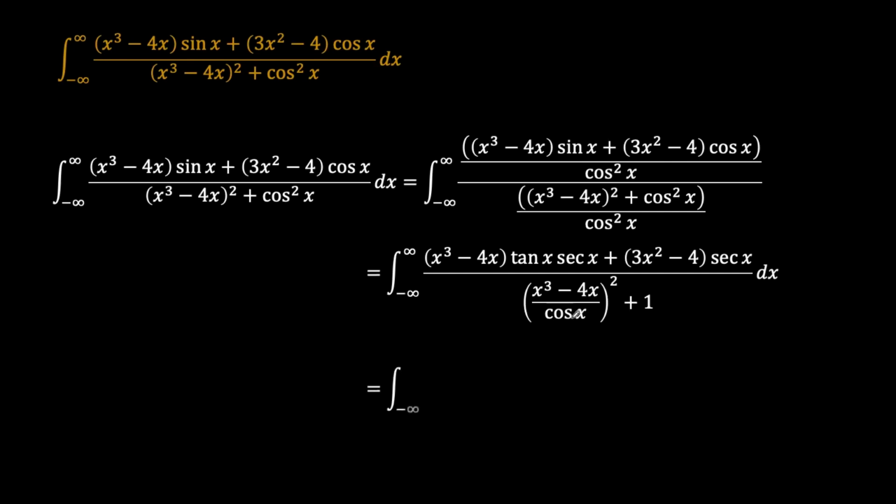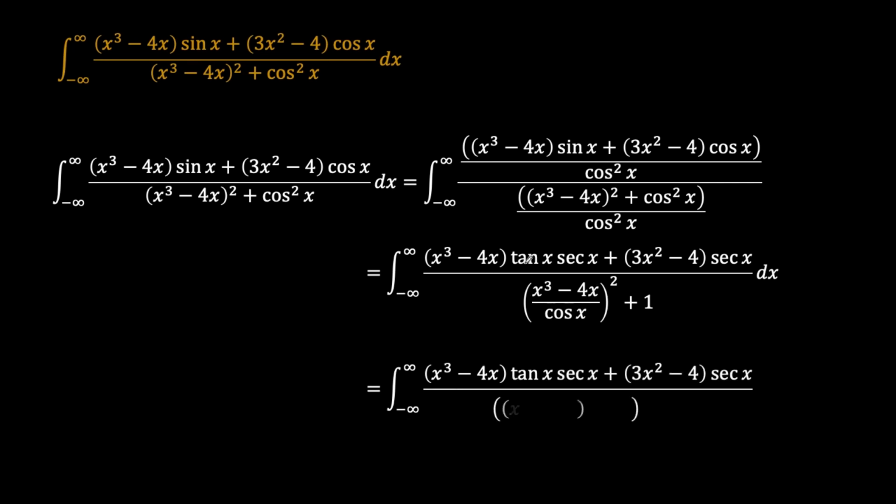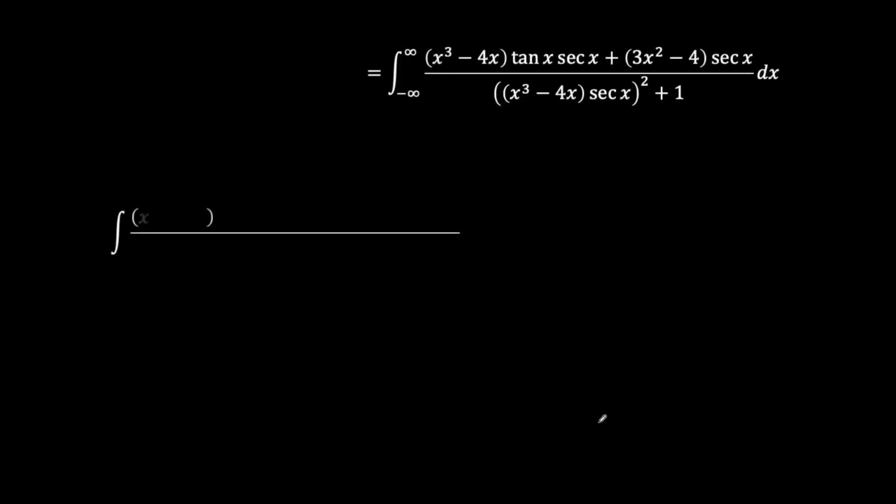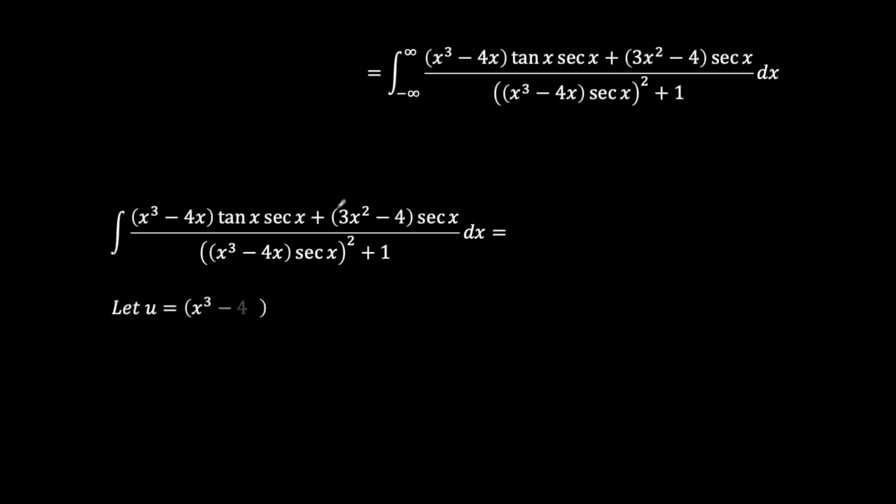And as you can see, this value in the denominator is (x cubed minus 4x secant x) squared plus 1. And the numerator is the derivative of this value. So what we're going to do, just creatively, we're just going to say, let's ignore the limits for now. And we say, hey, let u be equal to x cubed minus 4x secant x.